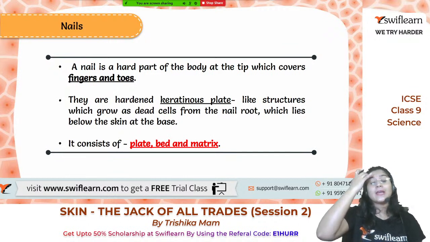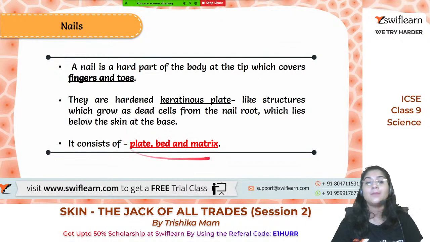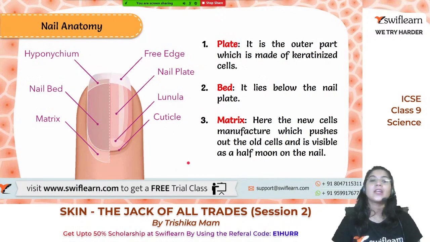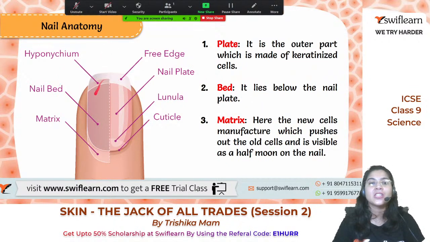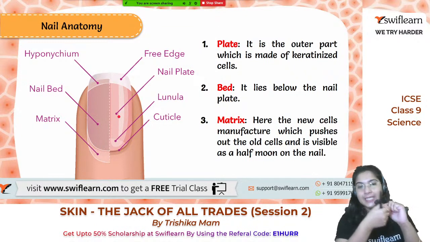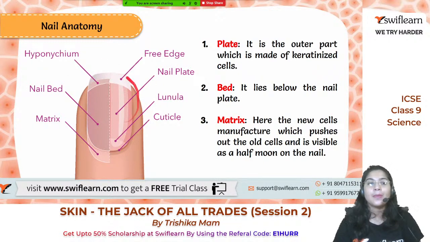Okay, we will study the nails in detail. It mainly consists of 3 main parts, that is the plate of the nail, bed of the nail and matrix. We will now see what are this plate, bed and matrix. So you can see over here that the plate is the outermost region of keratinized cells, which are totally dead cells, and that is why when we cut the nail, we do not feel any pain, right? So this is the plate region of the nail.